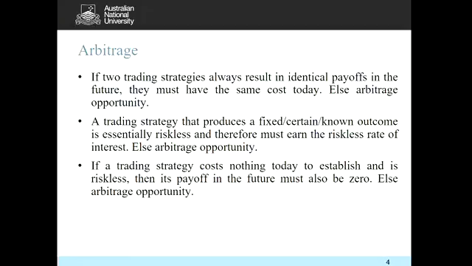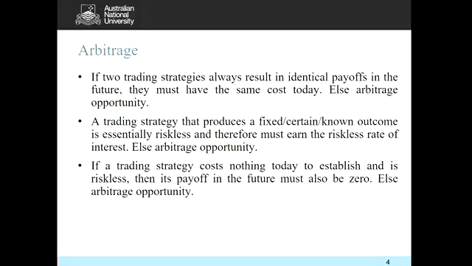Now, the second point: if a trading strategy produces a fixed or known outcome, it is essentially riskless, and therefore must earn the riskless rate of return. We're going to come back to the second point when it comes to pricing option products. So the second point is more relevant in later weeks' lectures.